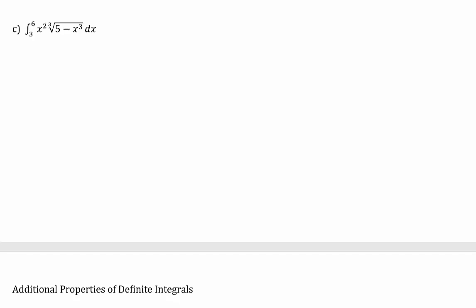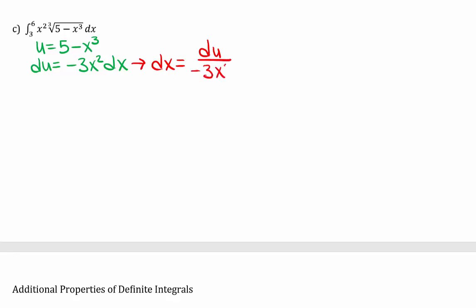All right, example C. Now remember, there's no product rule or chain rule for antiderivatives. So if I want to integrate this, and I have a product, and I can't actually do the multiplication, I have to try that technique of substitution that we learned earlier. So I'm going to let u equal the thing inside the radical, 5 minus x to the third. My du is then negative 3x squared dx. If I solve for dx, I get dx is du divided by negative 3x squared.